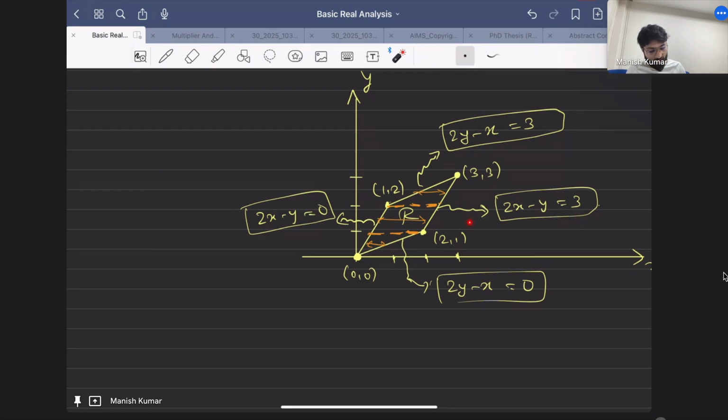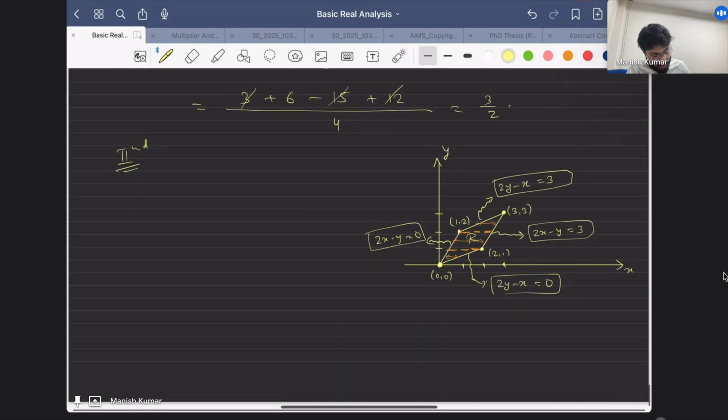If we define this change of variable, let me define u equals 2y minus x and v equals 2x minus y. You understood? Then what will be the resulting figure?